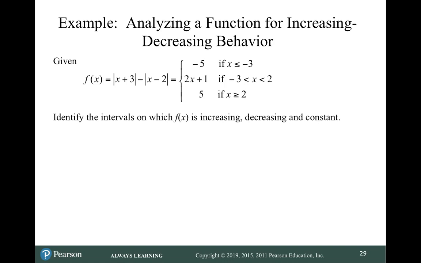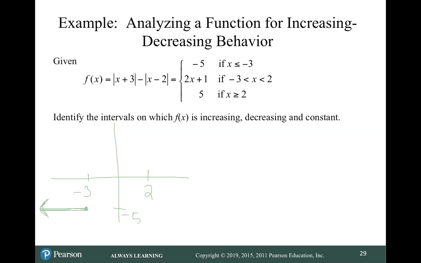So what is happening? First, let's draw a picture. Graphical model. My x values that are my breaking points are at -3 and 2. That's where I'm going to start. Here is -3. Here is 2. What's happening to the left of -3? If x is less than -3, then f of x is -5. Here's -5. There it is. There is my function. That is constant. The slope is 0. The y value is staying the same no matter what my x value is.